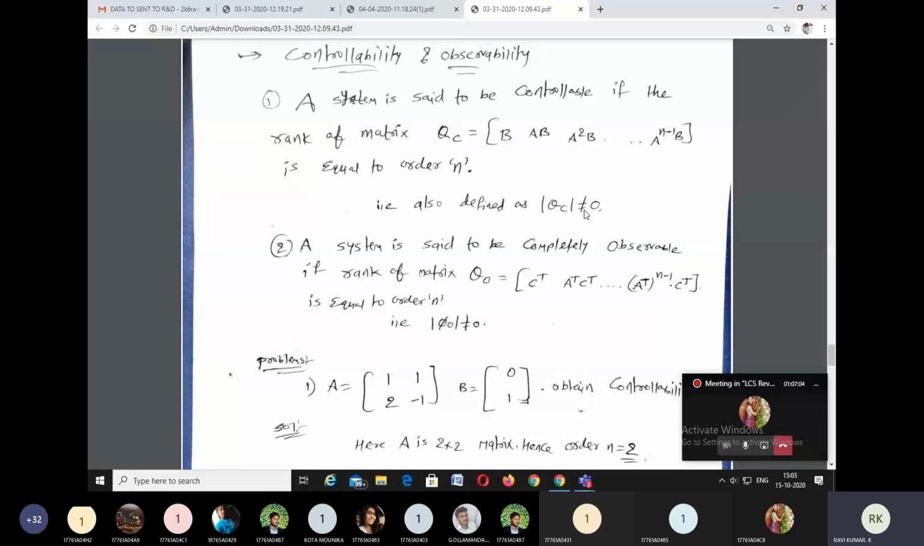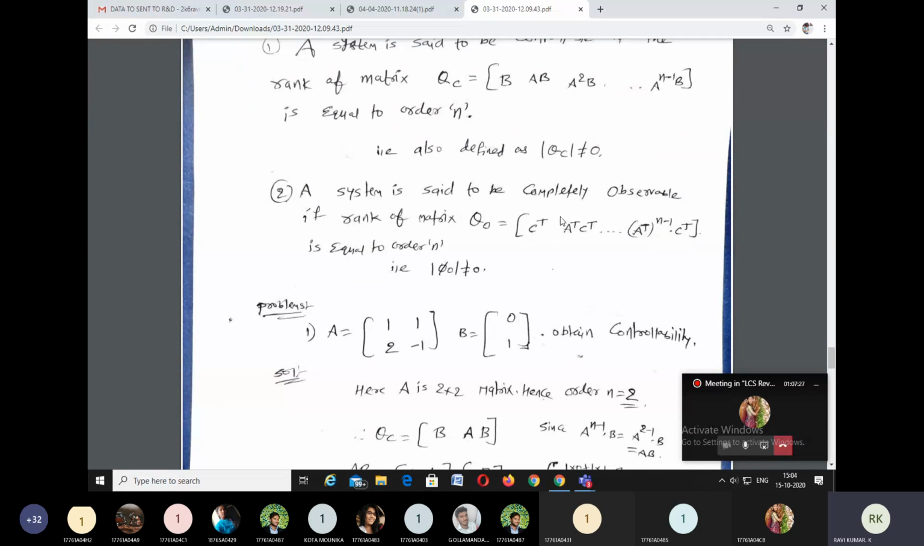The matrix is B as the first column, AB as the second column, A squared B as the third column, and so on up to A power n minus 1 into B as the last column, right? If you take the determinant of this one and it is not equal to 0, then we can say that it is controllable. And how can we say that it is completely observable? C transpose, A transpose into C transpose, and so on up to A transpose whole power n minus 1 into C transpose. If this matrix's determinant is not equal to 0, then you can say that it is completely observable.